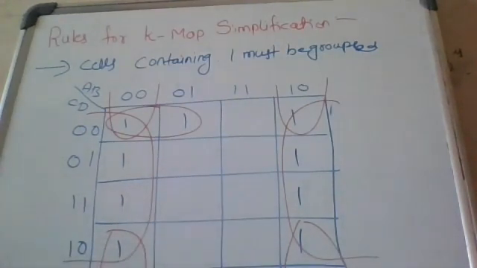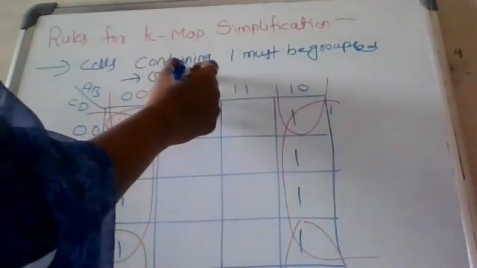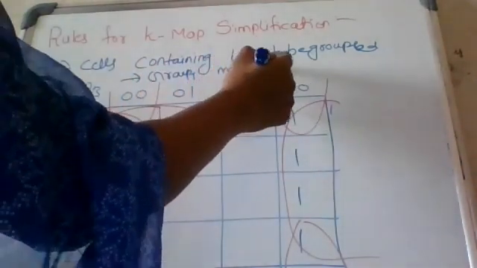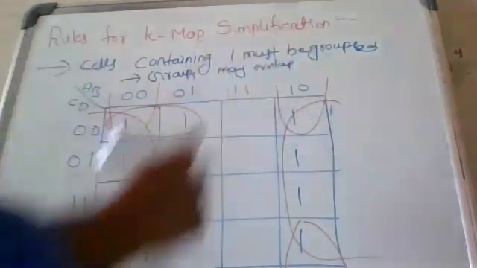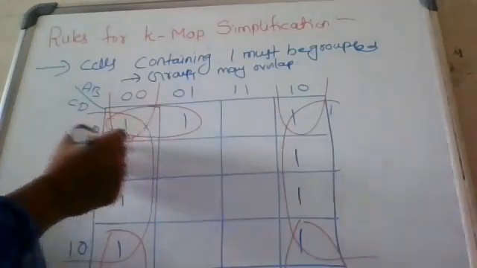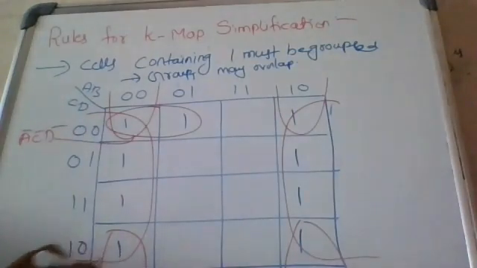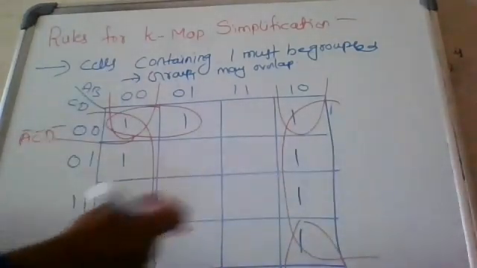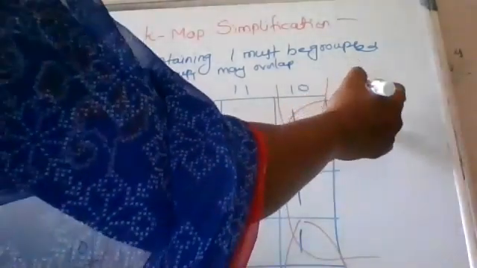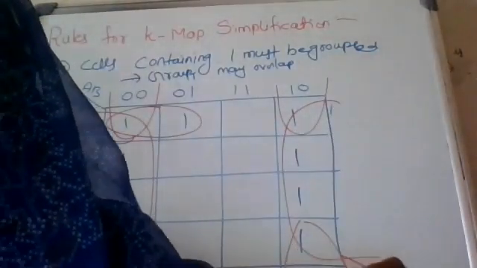Next, another point: groups may overlap. Groups may overlap. So here what are the expressions? This expression is A bar, C bar, B bar. So for this, A bar, B bar, A bar, B bar. 0, 0 means A bar, B bar. Here D bar, B bar.